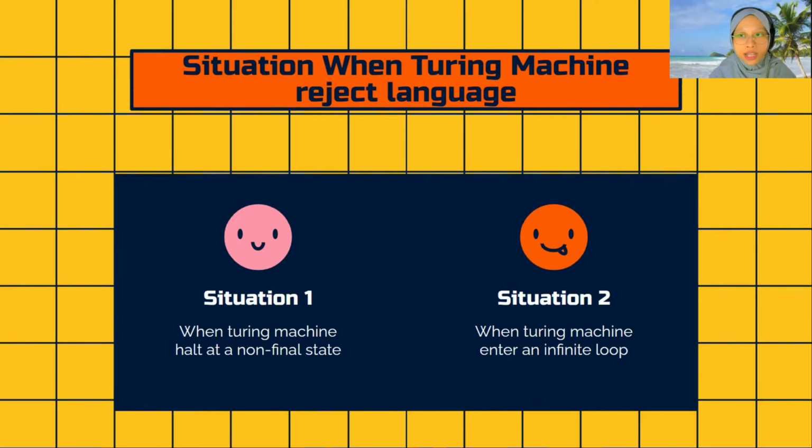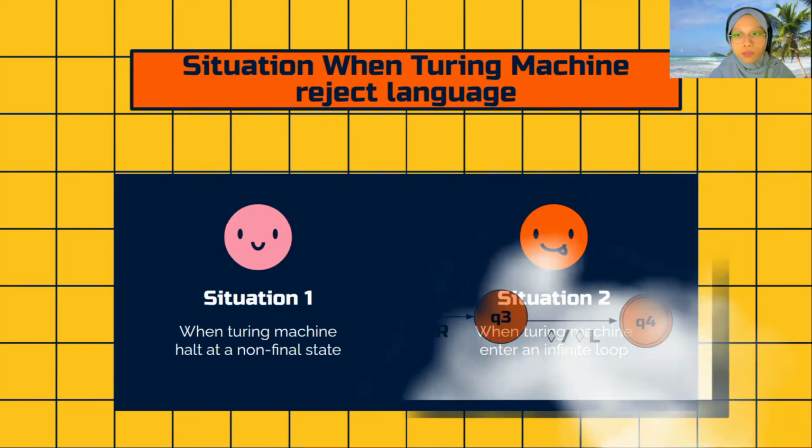As for rejecting a language, we have two situations to reject a language. Firstly, when the Turing machine halts at a non-final state. And secondly, when the Turing machine enters an infinite loop. So I will pass to my friend to explain regarding the rejection language in the Turing machine.